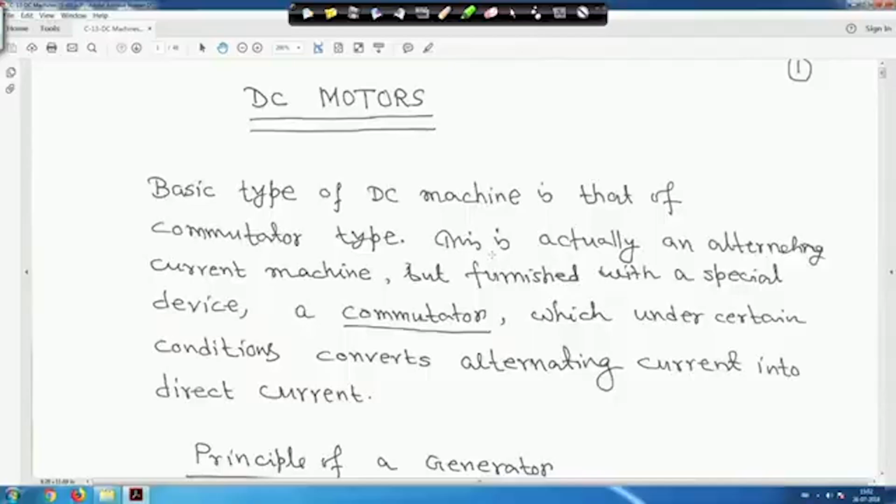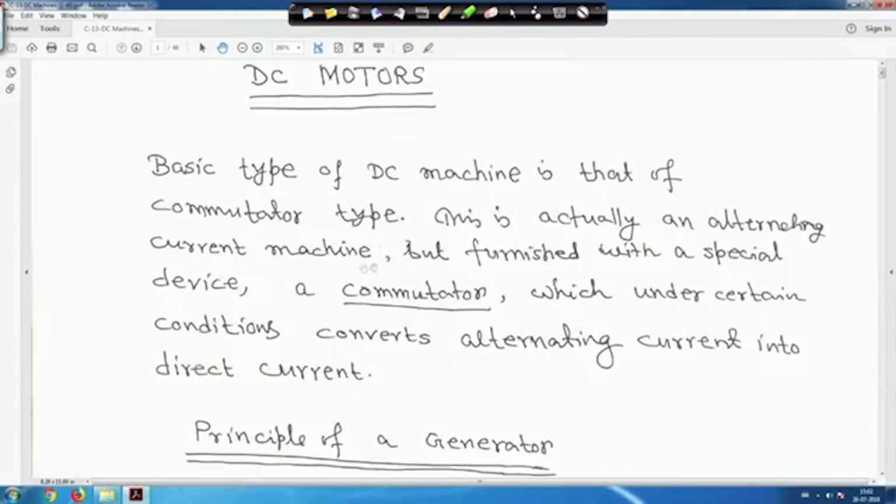So things are quite simple. The basic type of DC machine is that of the commutator type. This is actually an alternating current machine, but furnished with a special device called a commutator, which under certain conditions converts alternating current into direct current. DC voltage or DC current means that it remains constant.